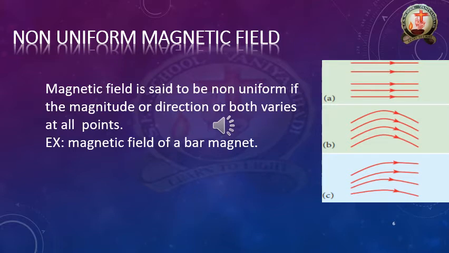Now at the same time, see figure B. Here also, how many lines are given? Four lines are given. The gap between the four lines is the same, is equal. But the direction of the lines is different. So the magnitude is the same, but the direction is not the same. So this is an example of a non-uniform magnetic field.